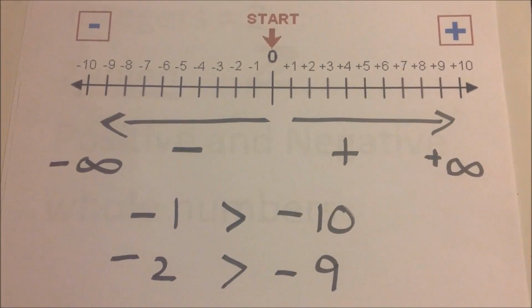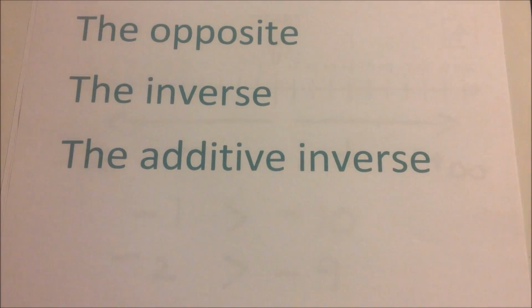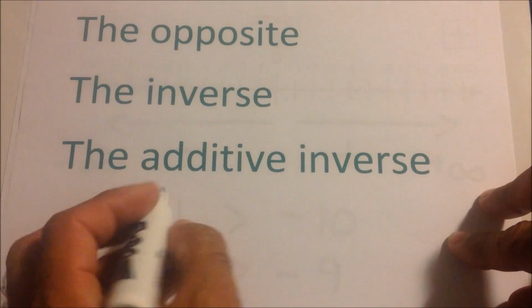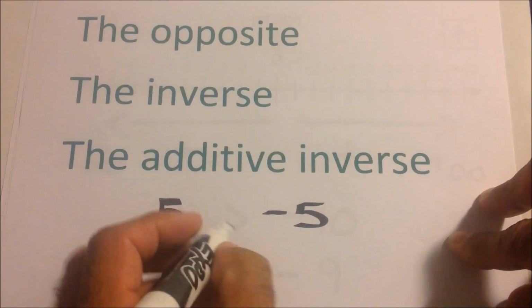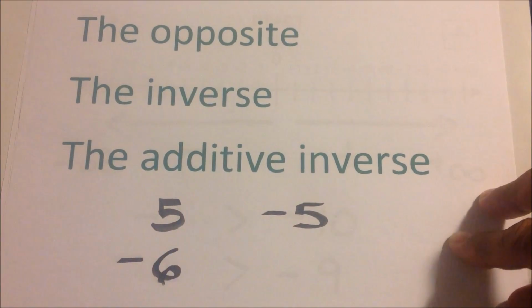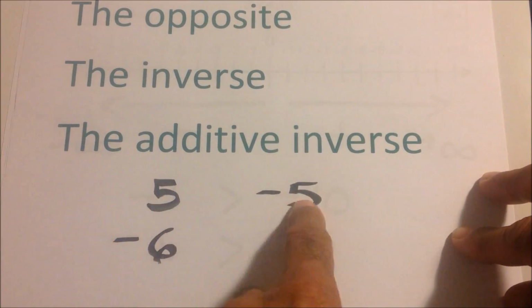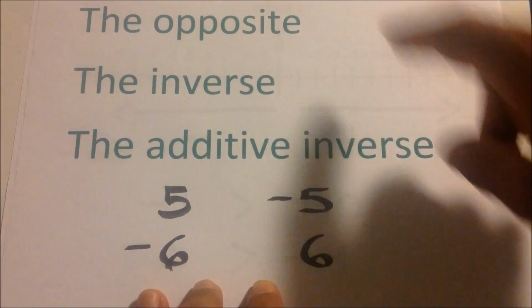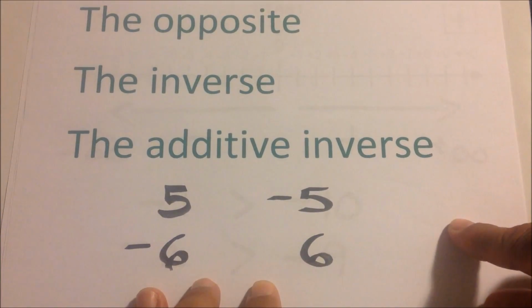So let's look at a vocabulary term. The first one we'll talk about is the inverse. The inverse means the opposite, and the additive inverse is the opposite number. So if we had a number 5, the opposite of 5 is negative 5. And what's the opposite of negative 6? 6. So 5 and negative 5 are additive inverses of each other. So we can use the opposite, the inverse, the additive inverse.